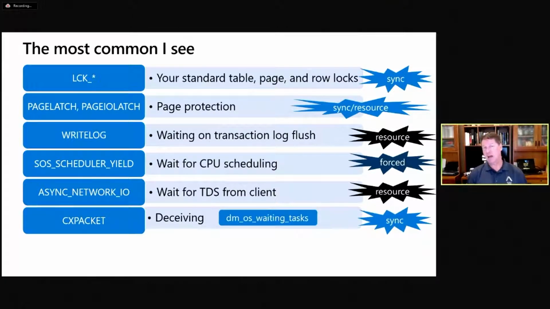And then finally, CX packet. Why do I call this a deceiving wait? Because when you go look at DMExec request and you see CX packet wait, you're like, oh my gosh, I've got a CX packet wait, what do I do? It's just indicative that there's a parallel query running for that request. And so it's a synchronization wait. It's simply used to indicate I'm synchronizing operations between parallel workers for a parallel operator in my query. So go to DMO's waiting tasks to try to find the true wait type of what's going on with these multiple workers. I have an example to show you that.